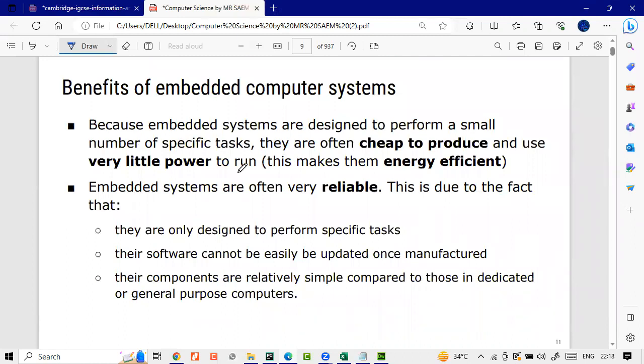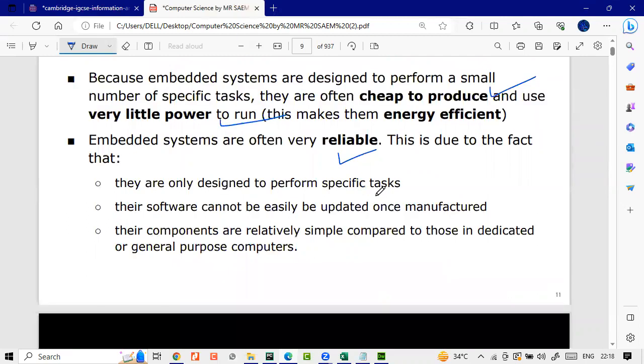First of all, nowadays they're cheap to produce and they consume a lot less power. They're very much reliable nowadays, frankly speaking. Okay, they're only designed for the purpose task. The software cannot be easily updated once the manufacturer has fed it into it. This could also be a disadvantage of it. They're also relatively simple compared to those dedicated. So that's what it is.